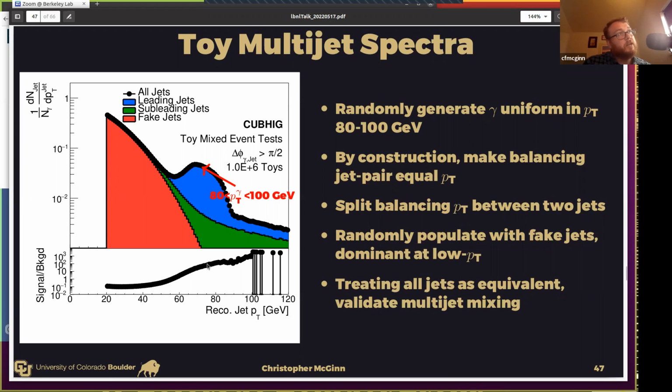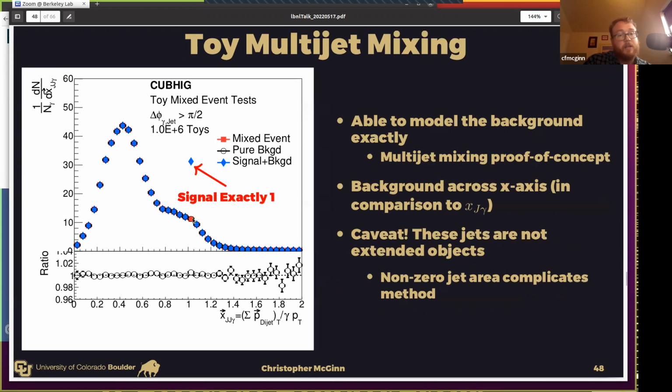Treating all of the jets as equivalent at an analysis level, since at an analysis level I don't know what's real and what's fake, I just know that I have a collection of jets. Can I extract back some multi-jet observable? And this is the example. I think the answer is yes. I've constructed what I'm calling XJJ gamma, which is a multi-jet 4-vector sum. Take the transverse momentum and then take the ratio with the gamma pT. If you like, you should think of this as basically resumming to a tree level diagram for dijet configurations. In this example at least, I'm able to model the background exactly.